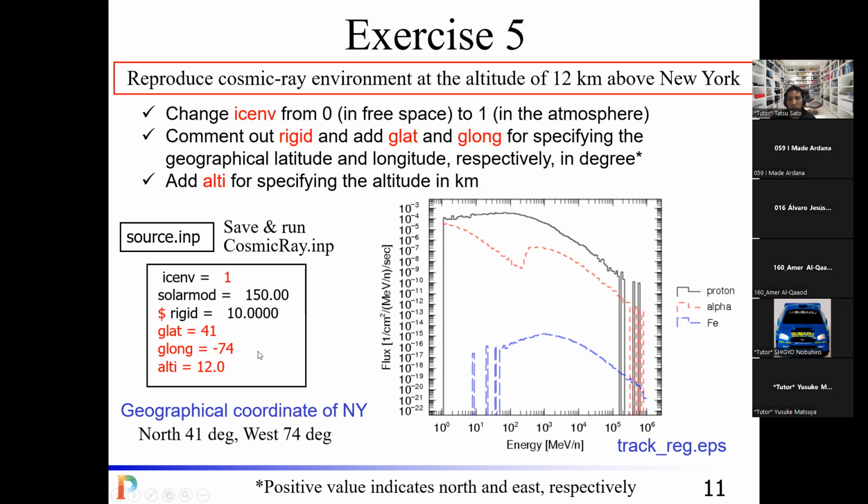Add the alt parameter for specifying the altitude in kilometers. New York is located at a latitude of 41 north and longitude of minus 74, west coordinate. So please set it this way, change the source.1.inp in this way, save and run cosmicray.inp and check the energy spectrum.